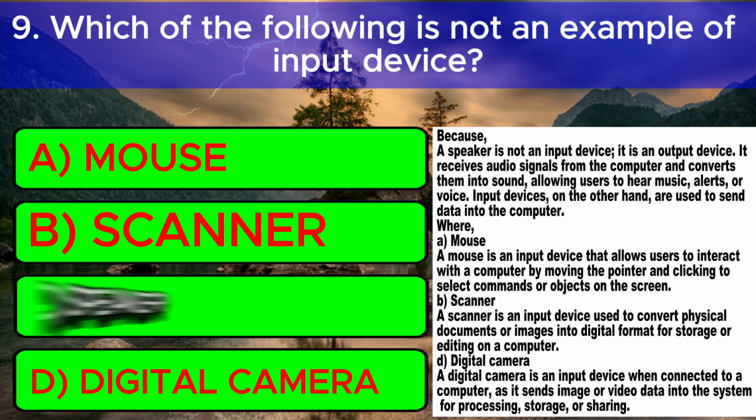Where? A. Mouse. A mouse is an input device that allows users to interact with the computer by moving the pointer and clicking to select commands or objects on the screen. B. Scanner. A scanner is an input device used to convert physical documents or images into digital format for storage or editing on a computer. D. Digital camera. A digital camera is an input device when connected to a computer, as it sends image or video data into the system for processing, storage, or sharing.